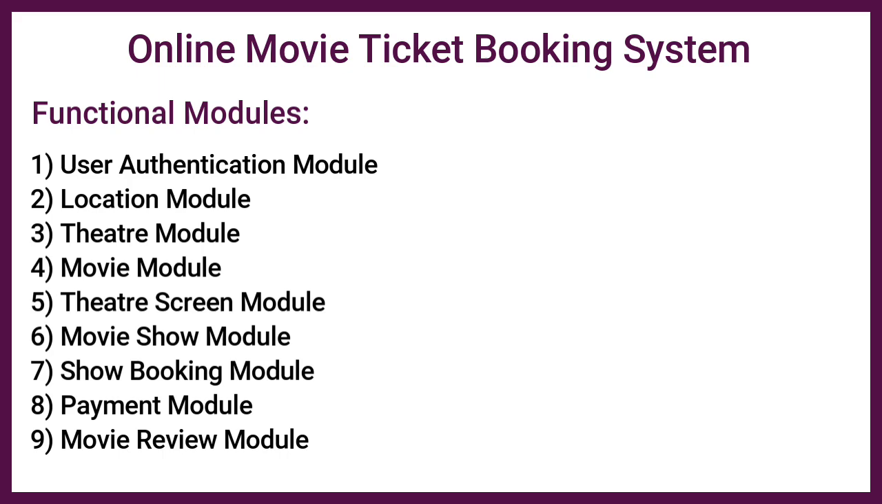So the very first and very important functional module is the user authentication module. The second one is the location module. Then we have the theater module, movie module. Then we have the theater screen module. Then the movie show module. The next very important module is the show booking module. Then we have the payment module, and the last one is the movie review module. Inside these functional modules, there are a lot more things which we will see in the later part of the video. But as of now, let's see the basic overview of the project.